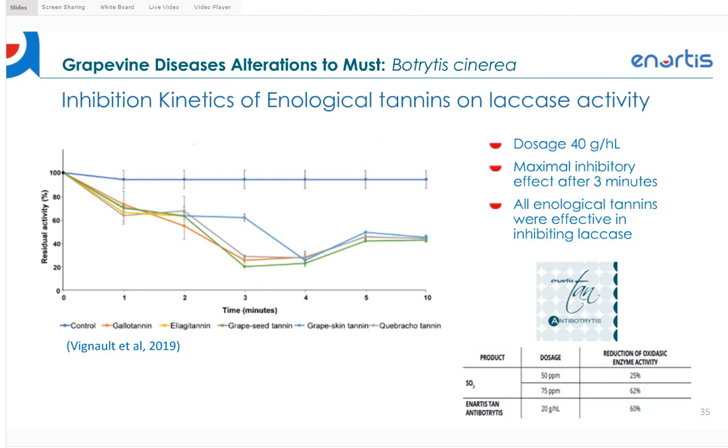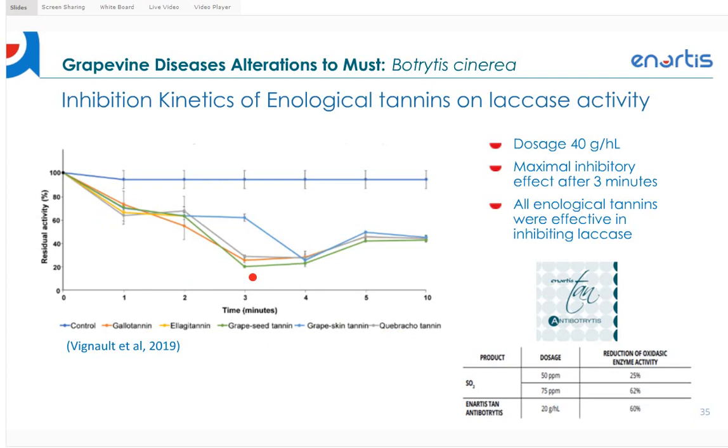So here we have a graph looking at the application of enological tannins on reducing laccase enzyme activity. This paper was from Bordeaux, and it's looking at various enological tannins, and we can see here gallotannin, ellagitannin, grapeseed tannin, grape skin tannin, and then quercus tannin as well. In this specific study, all of the tannins were able to lower the activity of laccase, specifically grapeseed-derived tannin, which is composed of a high concentration of gallic tannin.